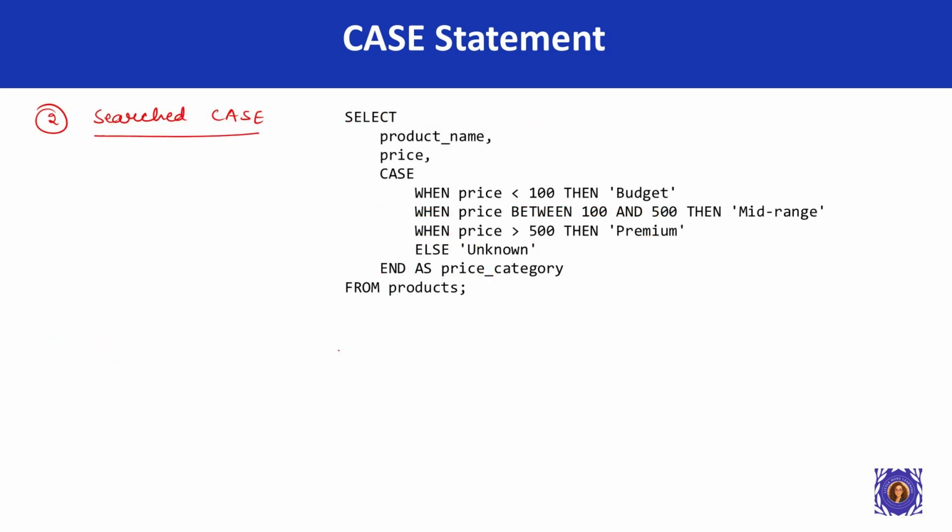A searched case statement offers more flexibility as it allows you to evaluate different conditions that aren't necessarily based on a single column's direct value. Here, for product_name and price, you can categorize products into budget, mid-range, or premium based on price ranges. For instance, defining budget for prices under 100, mid-range for prices between 100 and 500, and premium for prices over 500.